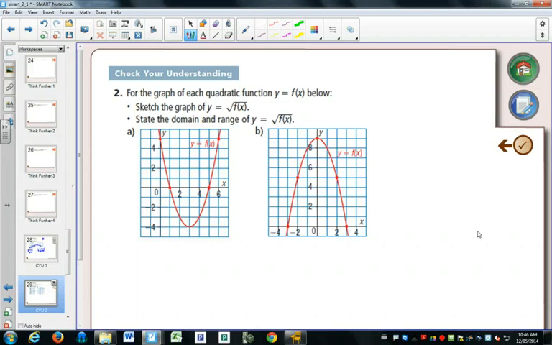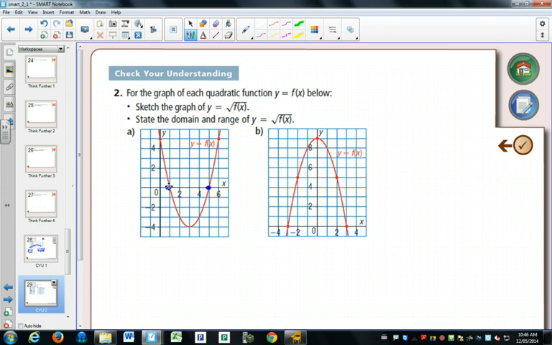Again, the same idea, but now we've got parabolas. So these ones don't look like what we normally have with square root graphs. These graphs will look different than what we've had before. So here we have a parabola. Again, we start the same way. We find our invariant points. Where are the y values equal to 0? Where are the y values equal to 1?